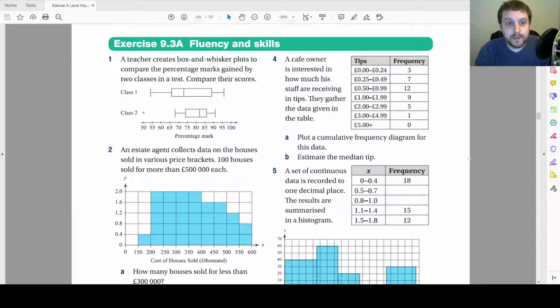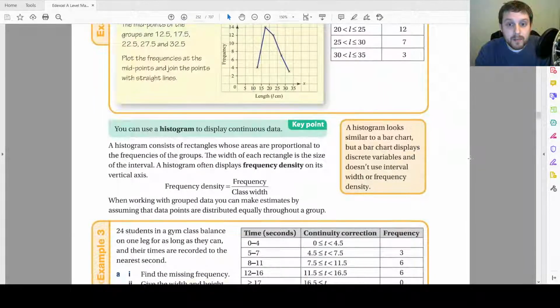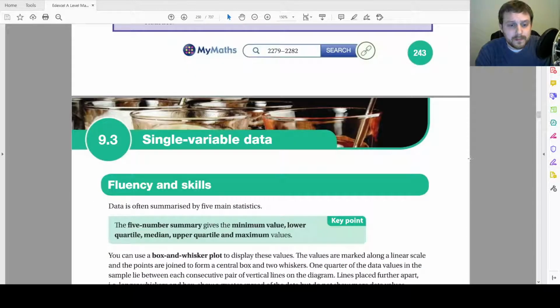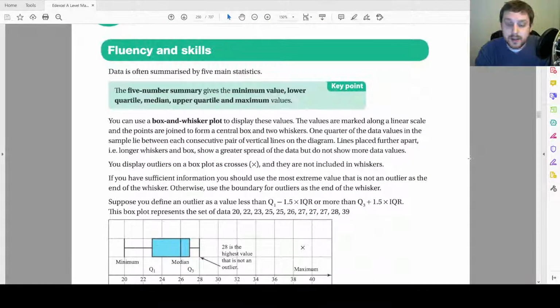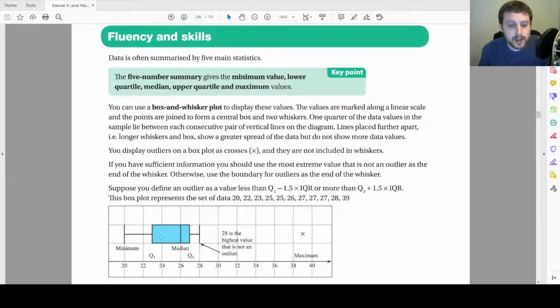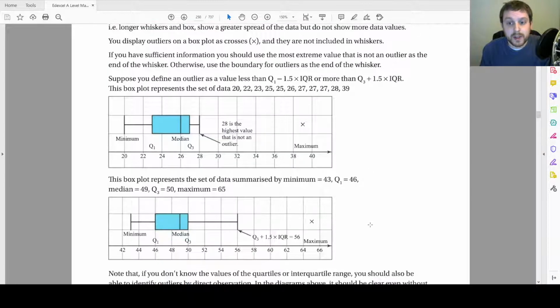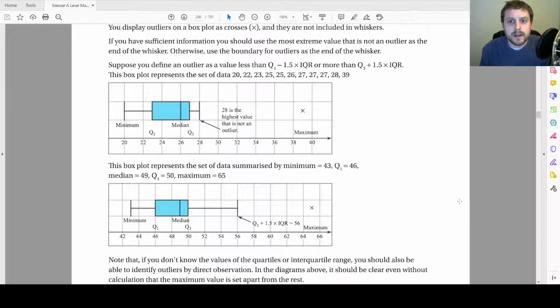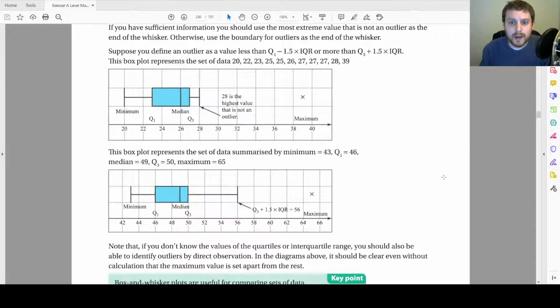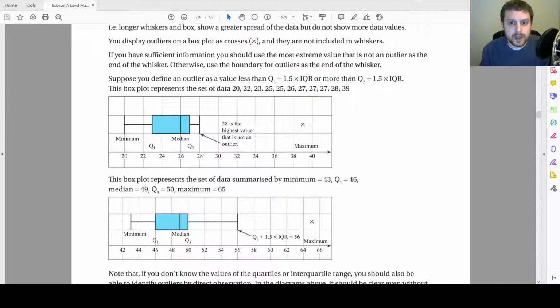Now a lot of what we have in part 9.3, if I scroll back up, is stuff from GCSE. So you need to know about box and whisker plots. You need to know how to calculate the quartiles, and we've actually talked about that in class. And what's new here is this definition of an outlier, which I'm pretty sure you generally get given as part of a question rather than having to remember that, but it's not a particularly tricky thing to remember.